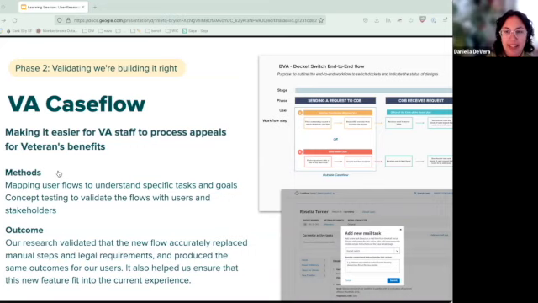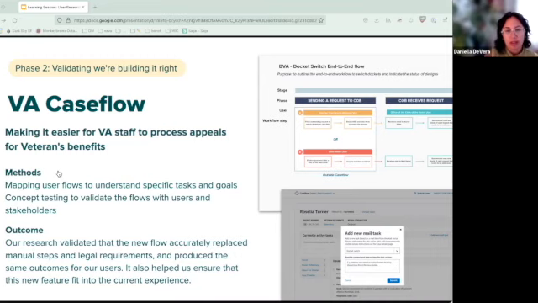So again, this is around validating we're building it right. We've already defined those key learnings. We've scoped in on what it is that would be most valuable for us to be spending our time and effort on. And so we have some definition around who our users are, what their needs are, and what those key journeys are. So now we're focusing on making sure that what we're proposing to build is going to meet users where they are.